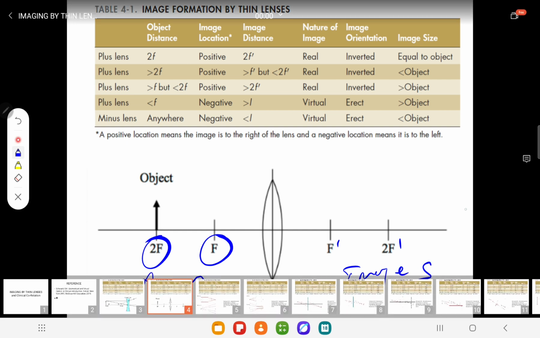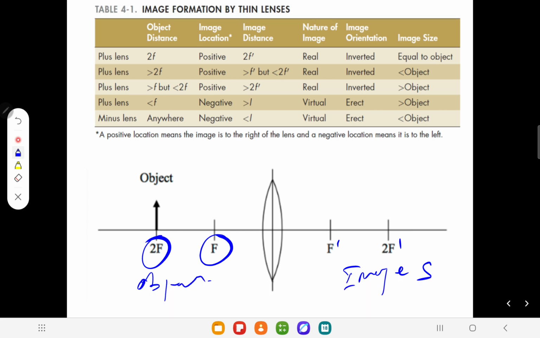So the plus lens is simple as far as that goes. But what we want to discuss is that when we put the object at a particular location in relation to f and 2f, definitely the image behaves differently. That's very important when we are talking about clinical scenarios. Okay, so let's move further with simple diagrams.